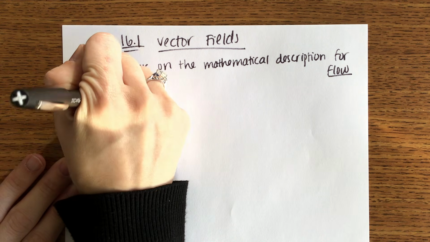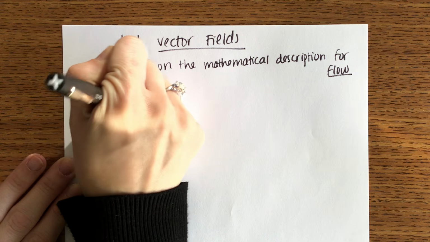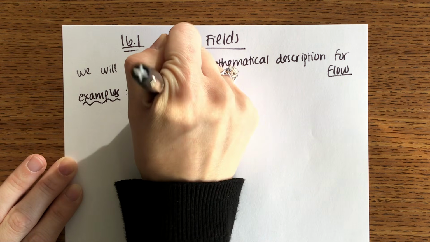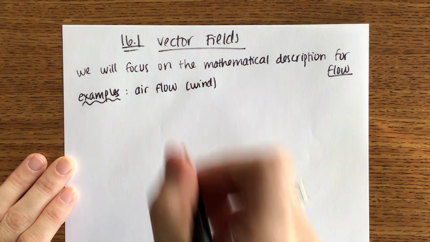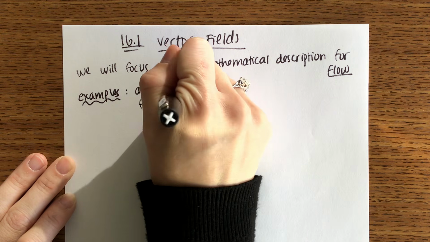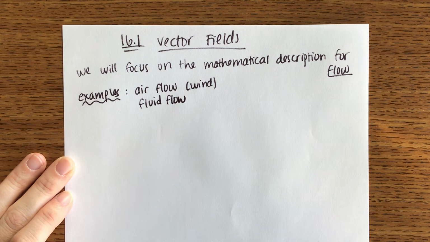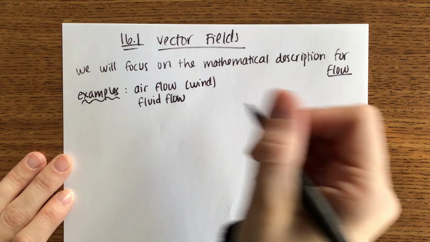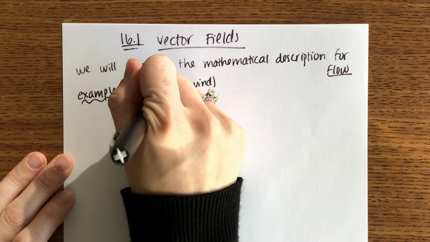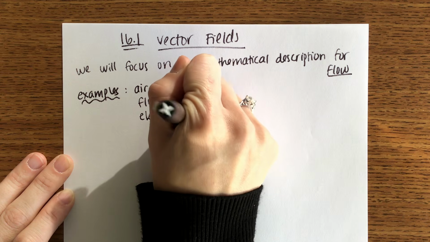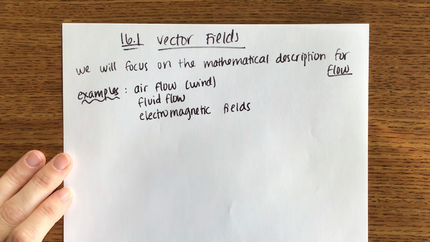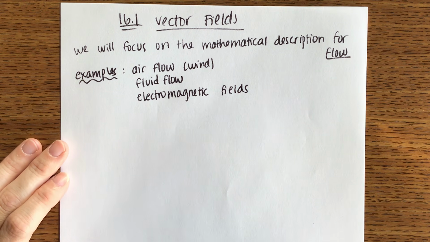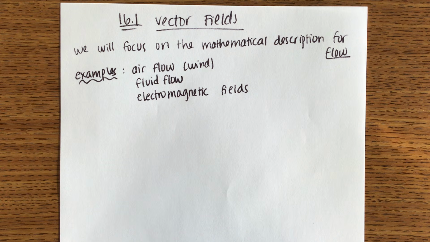There are a few different examples that we're going to look at for this flow. First one is going to be the airflow, so like the wind. We also could look at the flow of fluid. So that was what we saw in the video. And then the other main application of vector fields is electromagnetic fields. So we're going to start out with the definition of a vector field. We're going to look at some sketching and then some applications.